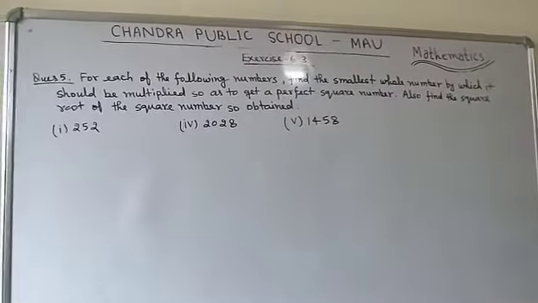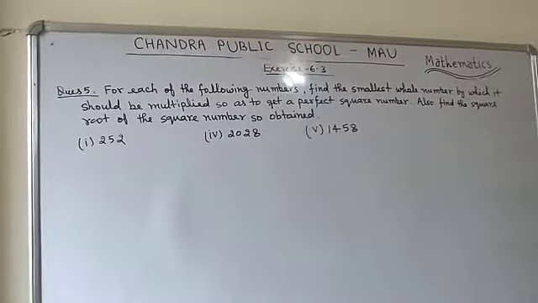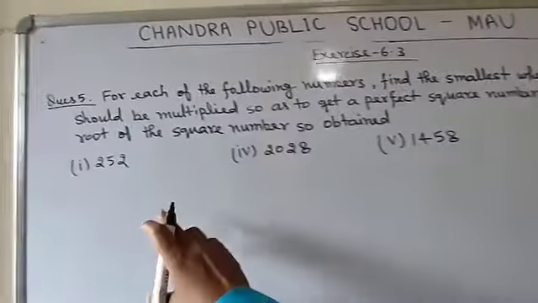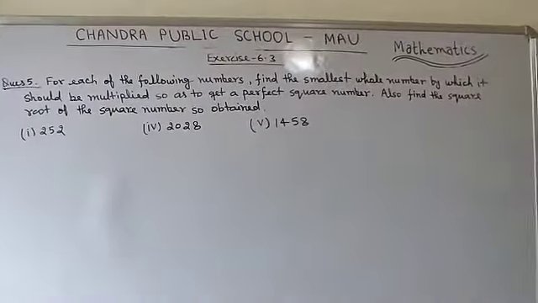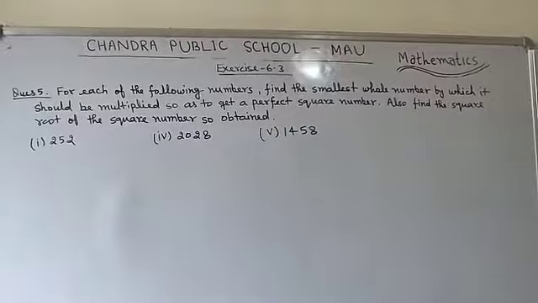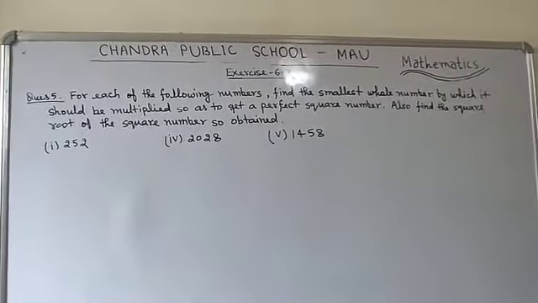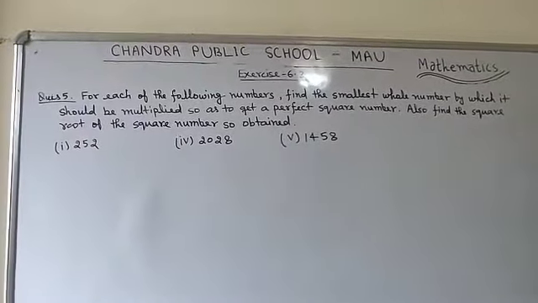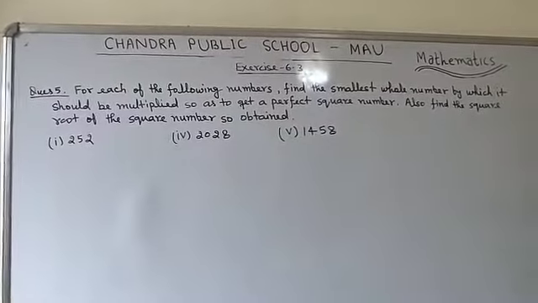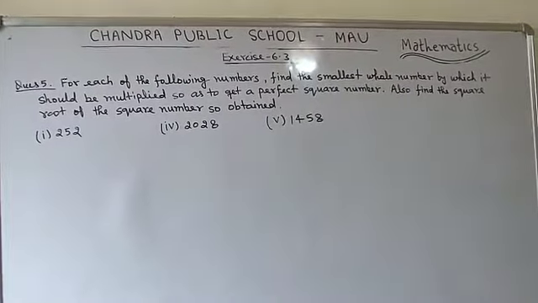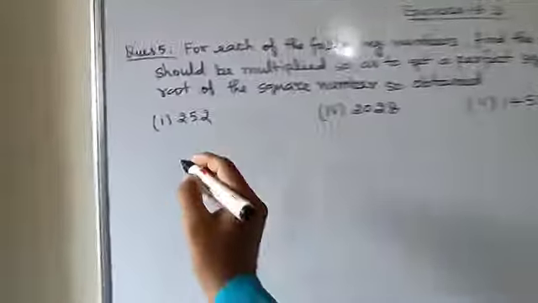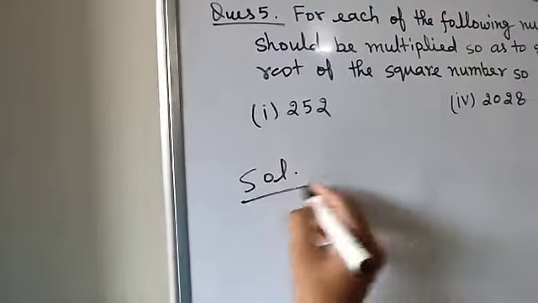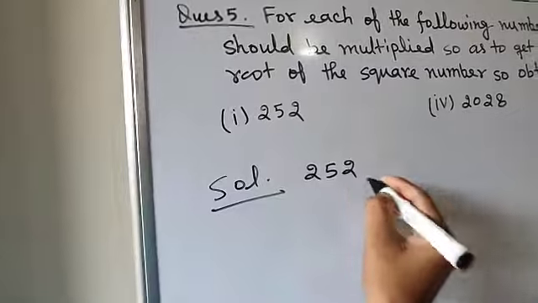So here in this question 6 parts are given. I will explain and give the proper solution of 3 parts. Here I have written the 3 parts, and the rest of the 3 parts will be homework for you. You need to solve those 3 parts by yourself. In each and every question the same method will be applied. So here I am going to apply the method by which you will find the number by which it should be multiplied. In the solution I am going to take the first number, that is 252.